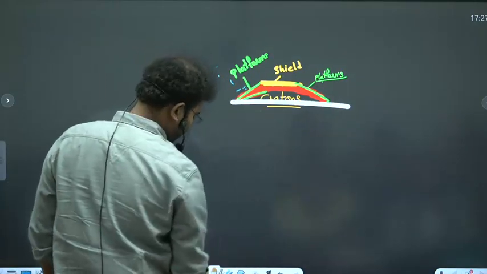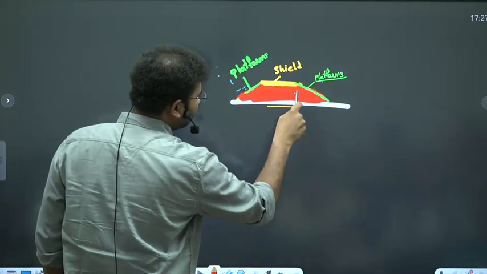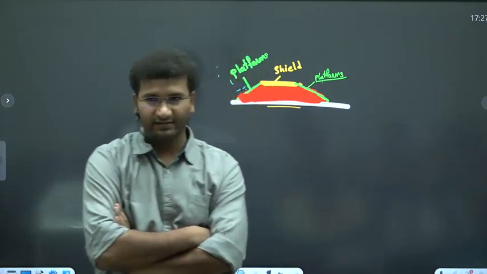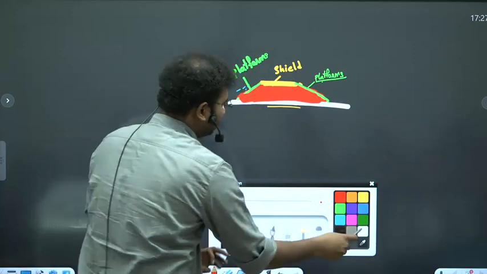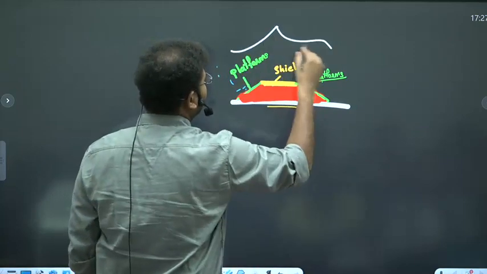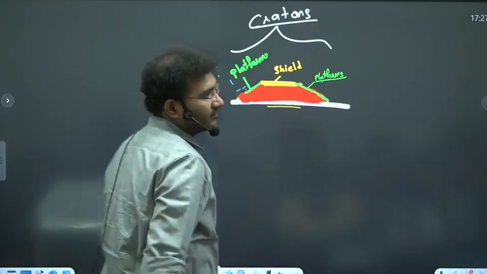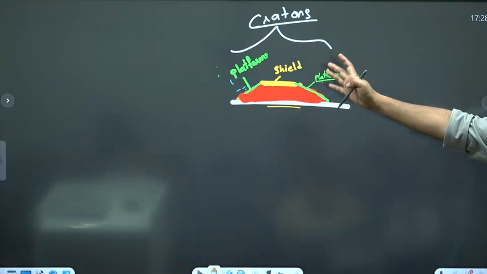That means this is your original landmass. An original landmass has shields and platforms. Right? So, together we call it cratons. Now, where do you find shield? Shield is the oldest landmass.